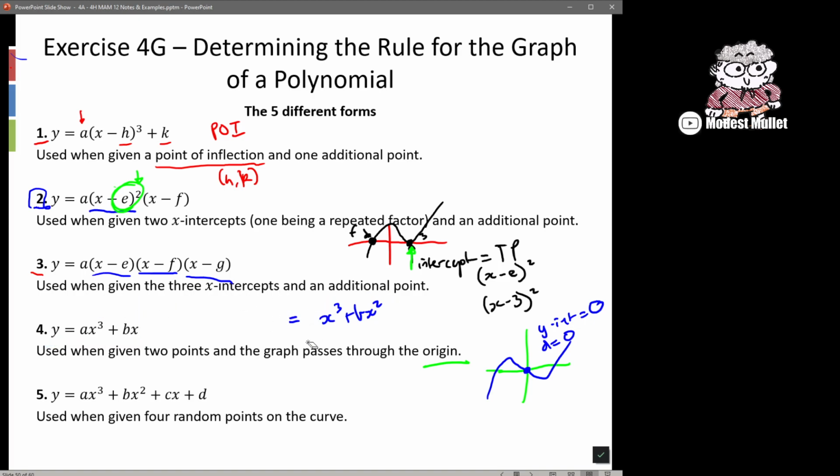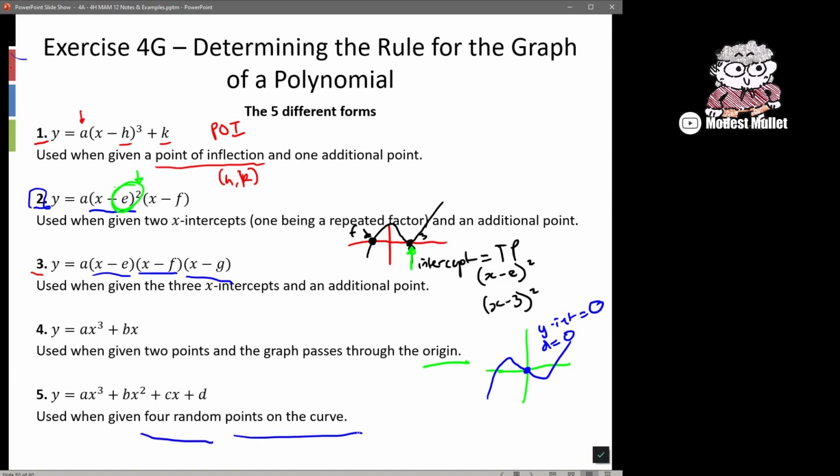Just be aware though, if it's passing through the origin, you instantly get the shortcut and say that my plus D here, that D needs to be equal to 0. So it disappears.